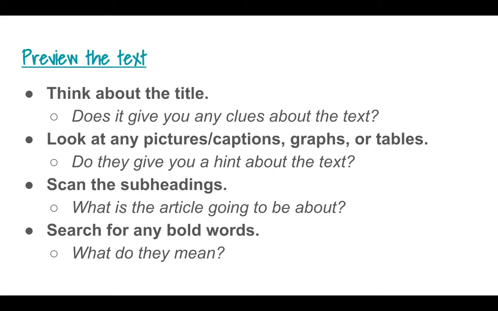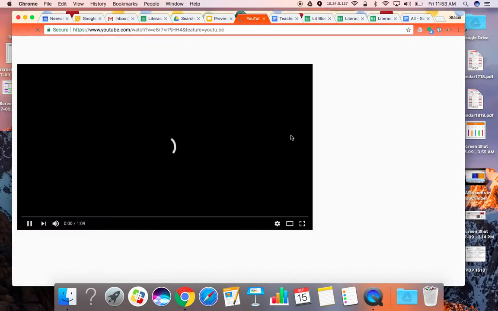One thing to do is to preview the text. Think about the title and the pictures, captions, graphs, and tables. Are they giving you any clues about the text? Scan the subheadings. What is the article going to be about? And search for any bold words and what they mean. Let's take a look at what previewing the text looks like.